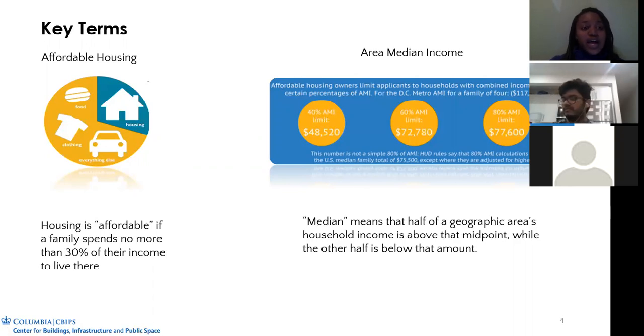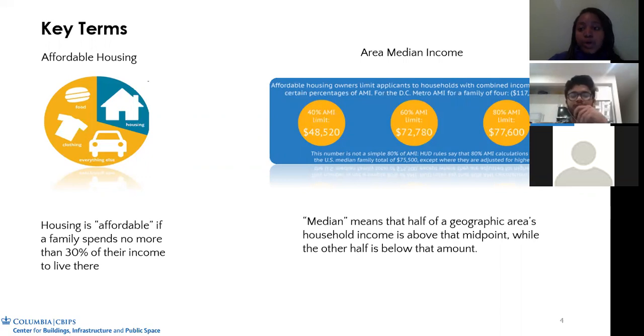So before we begin, we'd first like to go through some key terms. So first, what does affordable housing mean? When we looked at different countries and different places, they had different meanings for affordable housing. But in the US, we define housing as affordable if the family spends no more than 30% of their income to live there. And that's usually their after-tax income.